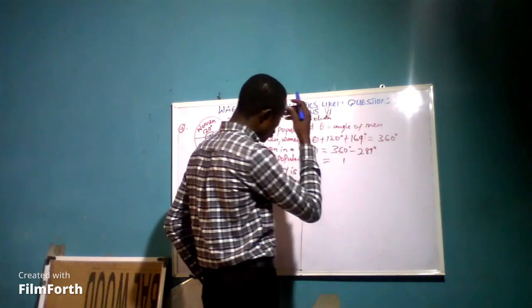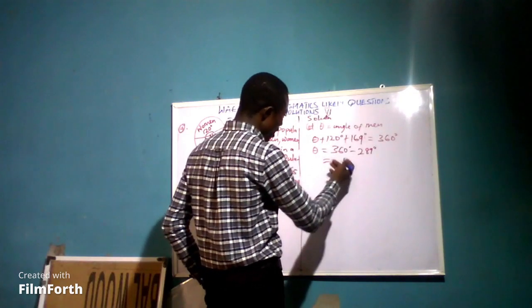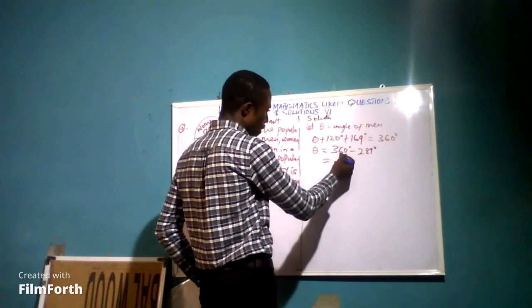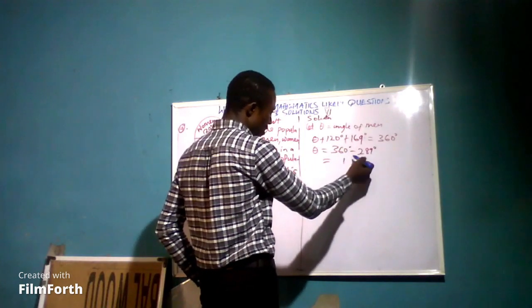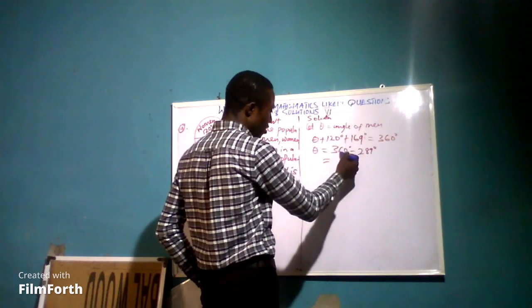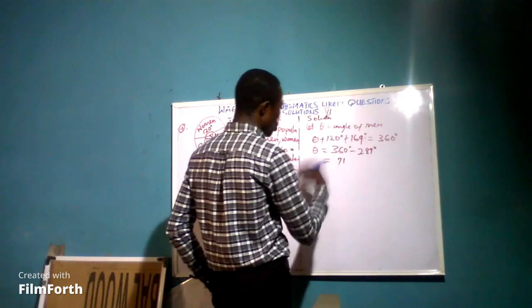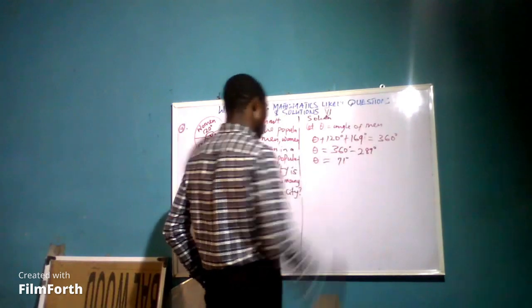9 minus 10, that will be, sorry, 9 minus 10, that will be 1. Okay? So we have 5 left here. So 8, 5 minus 8, that will be 15 minus 8, that will be 7. So 2 minus 2, that will be 0. So you have 71 degrees. Theta is equal to 71 degrees.